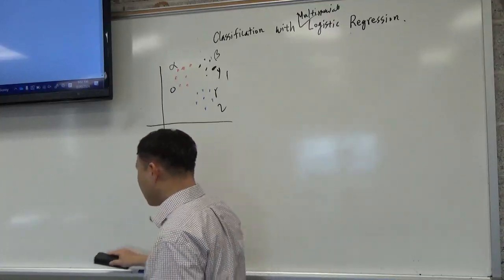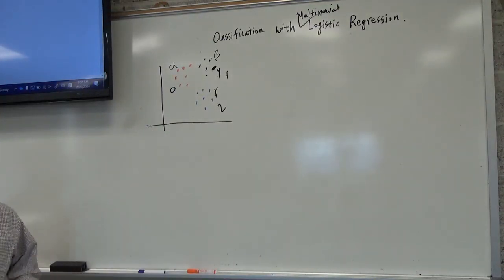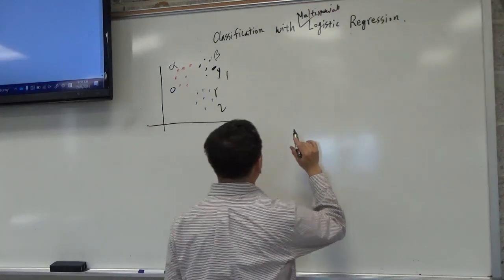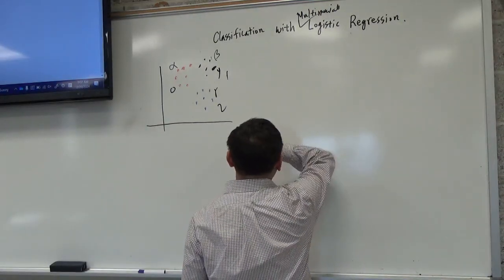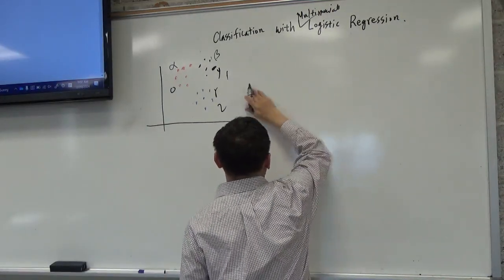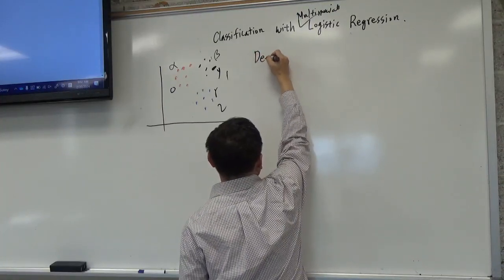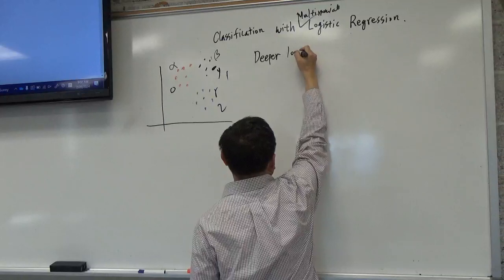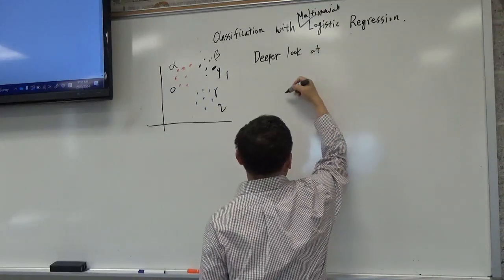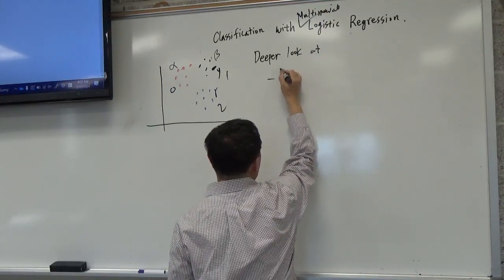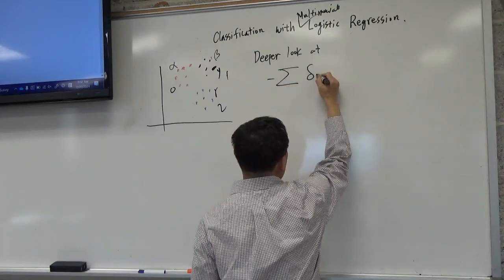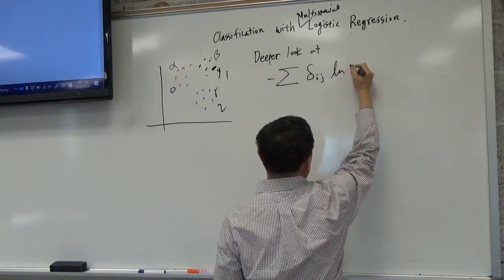To talk about now this mysterious function. A deeper look at the objective function: negative sigma delta ij ln of Pij.